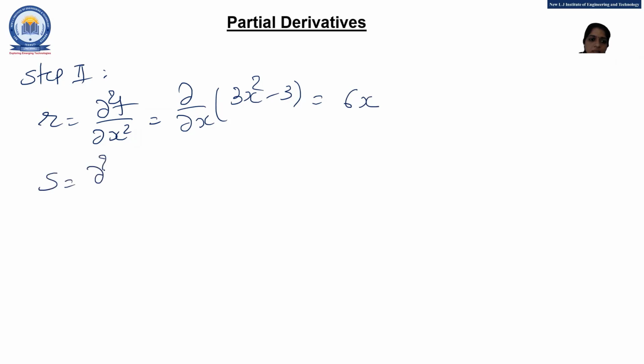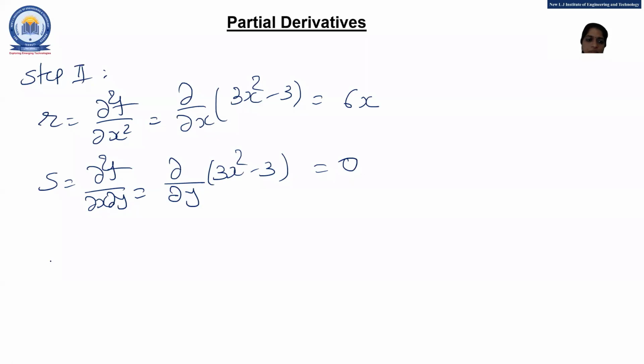S, that is del square f by del x del y. So del by del y of 3x square minus 3. I keep here del f by del x. So this is 0.